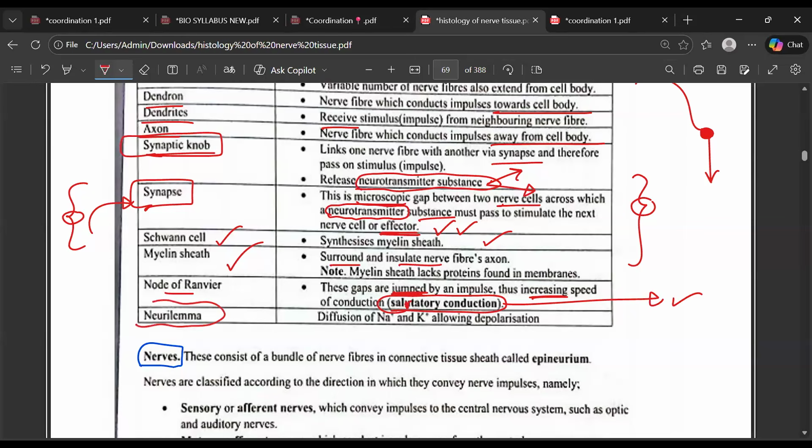So the neurolemma, we said that lemma means membrane, and you know all that membranes are the ones that allow diffusion of whichever ions are supposed to participate. But depolarization, I told you it's a technical term. It will be in lesson 2. Hope we are together.